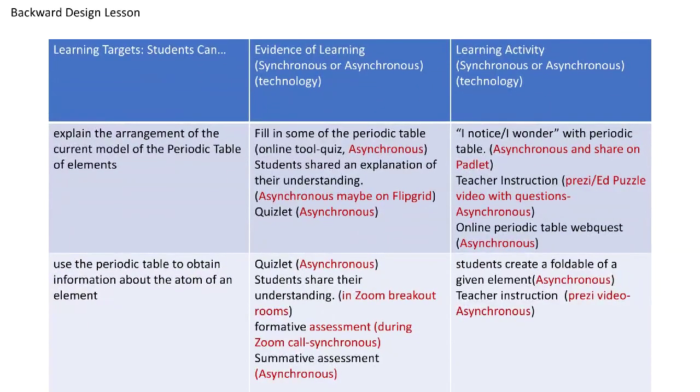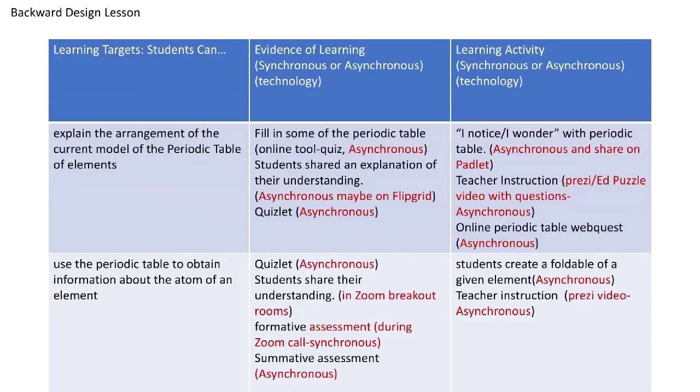So back to the 8th grade plan, the text that is in black is what the teacher used, and in red is what we added to make this a remote lesson. So she used an online tool in which students filled in the periodic table, and we decided that this could be done asynchronously. Students shared an explanation of their understanding, and we decided that that was something they could do asynchronously, maybe on a Flipgrid or a Quizlet.